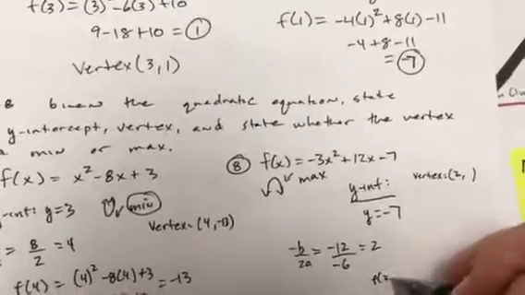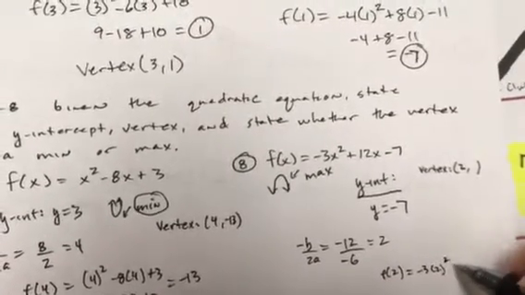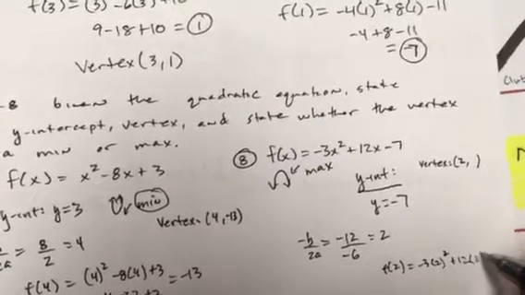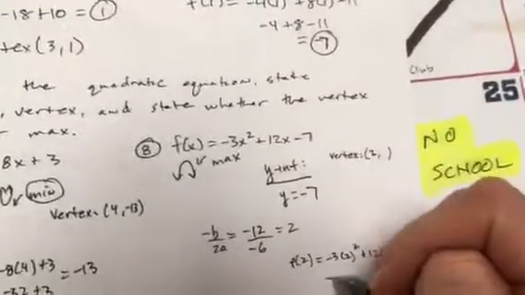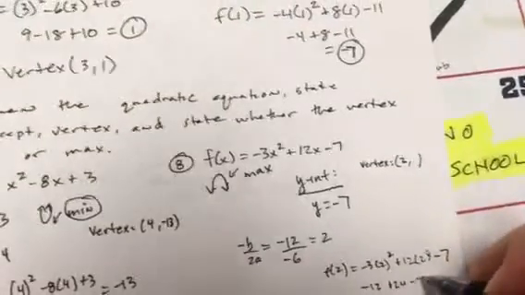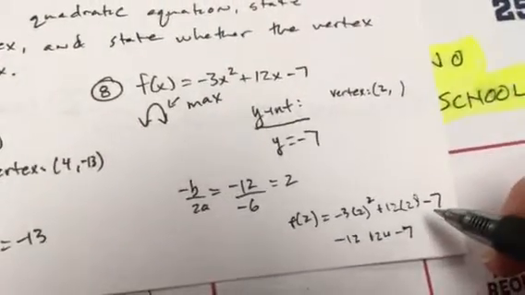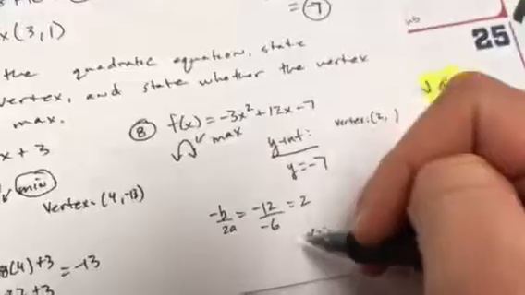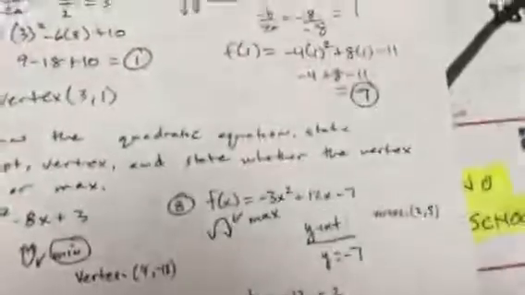Plug 2 in for x, negative 3 times 2 squared. It's kind of hard here to write when my paper's trying to go away from me. Minus 7. All right, so 2 squared times a negative 3 would be negative 12. 12 times 2 is 12. Minus 7. All right, this is going to give you, I think, 12 minus 7, which is 5. Finally gives you 5, and your vertex would be 2 comma 5.